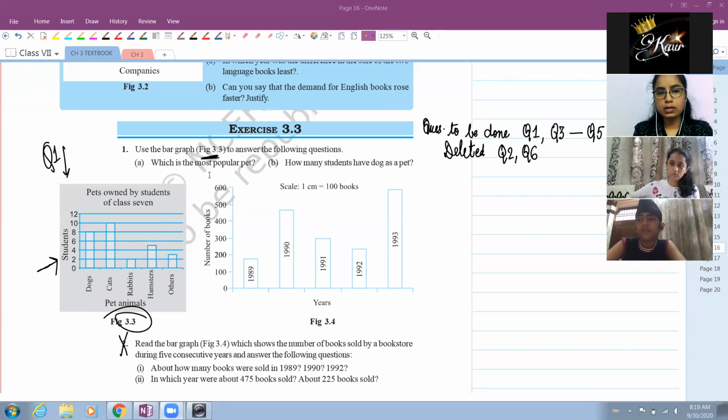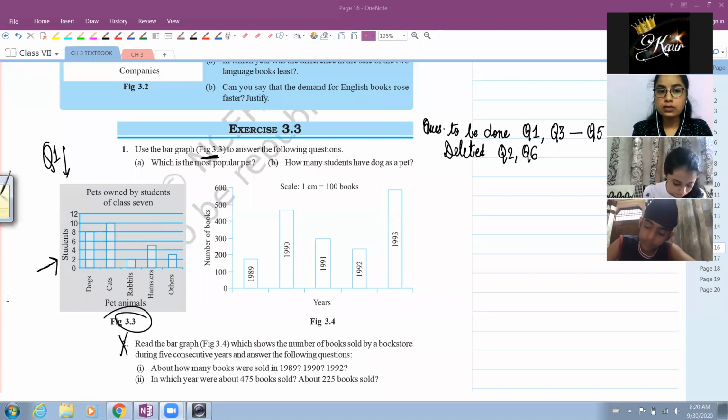So question number 1 is a simple question. You have been given a bar graph and you have to just answer these questions here. Which is the most popular pet? If you remember, how do we study a bar graph? On the horizontal axis, you can see we have the names of the pet animals, and on the vertical axis, we have the counting of the students. For each of the animals, we have a bar, a rectangle, drawn vertically upwards, and the height of the rectangle will tell you how many students have those kinds of pets.